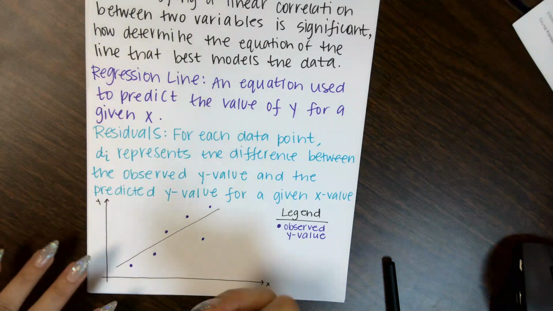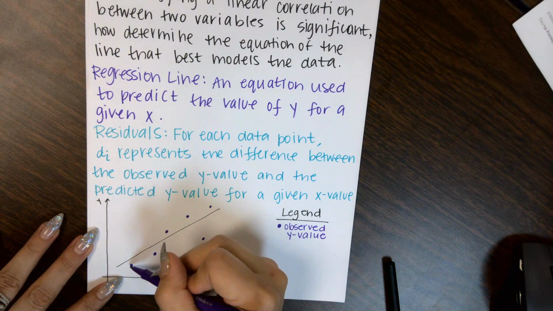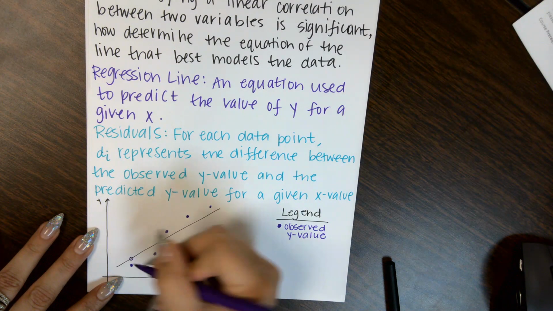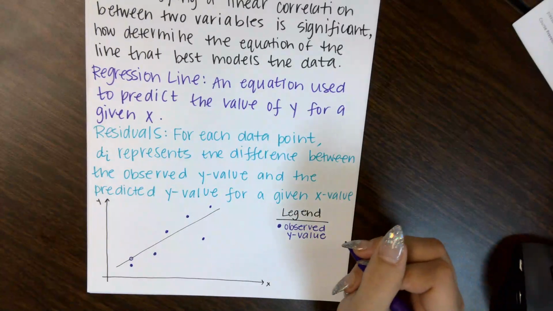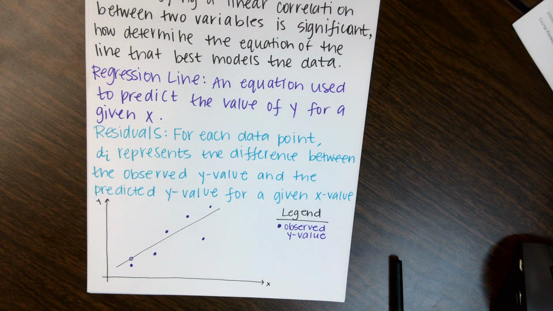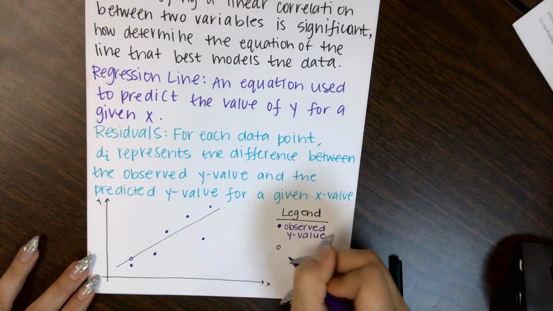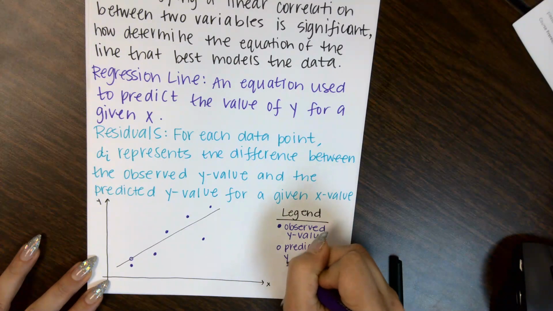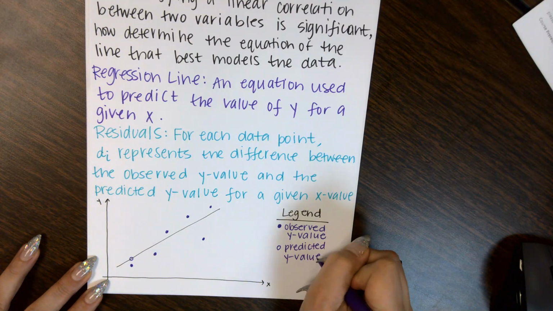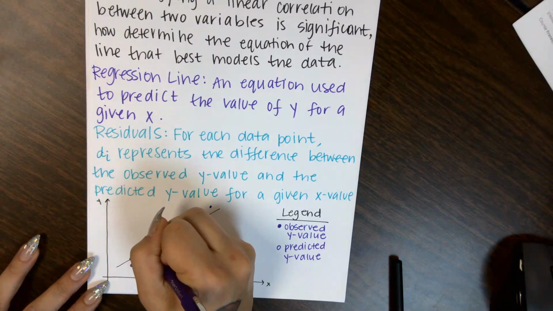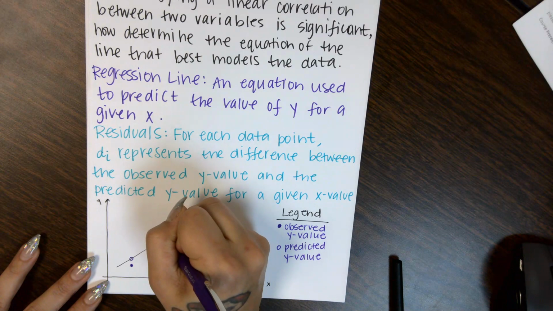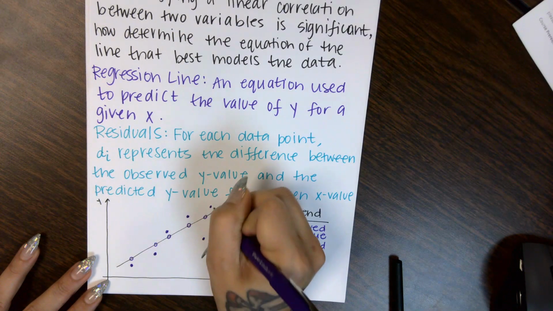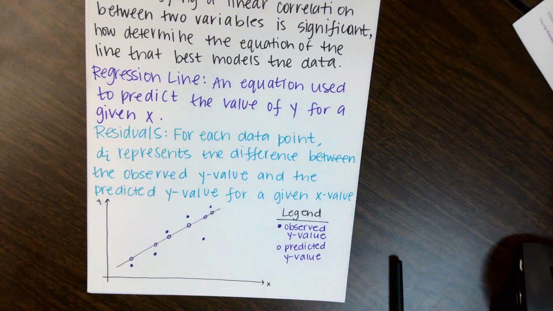And so if this is my observed Y value, and you go straight up to your linear model, do an open circle there. That would be the predicted Y value. So here I have an open circle, and I have the predicted Y value. And then do it to the next data point, and the next one, and the next one, and the next one, and the next one. That little baby one's gonna give me a hard time.